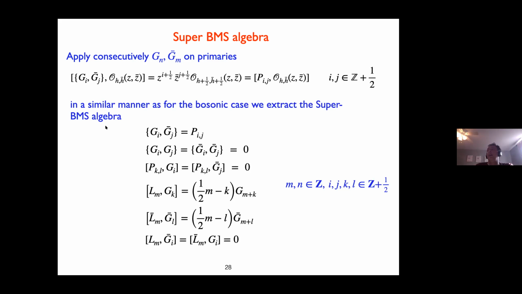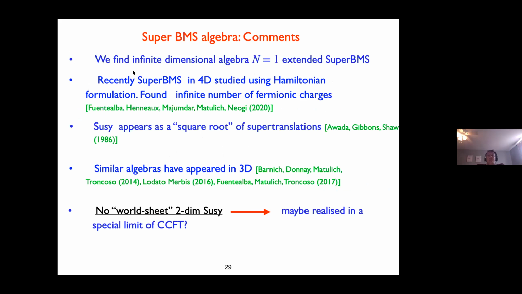So in conclusion, and I finish here, we have found an infinite dimensional algebra which we call N=1 extended super-BMS. A similar construction has appeared recently, just last week. I didn't have a chance to read the whole paper, but it's quite interesting, by Mark and collaborators. They also find an infinite number of fermionic charges, just like we have. Originally, this had appeared in a construction by Awada, Gibbons, and others, but there they had considered, if I remember correctly, only the global charges.